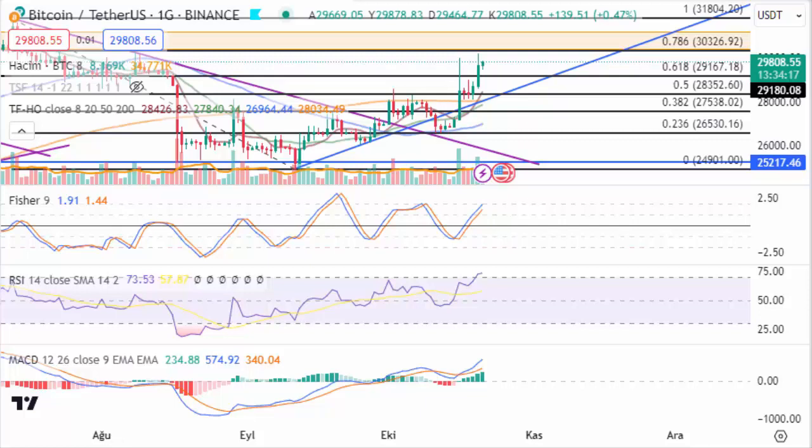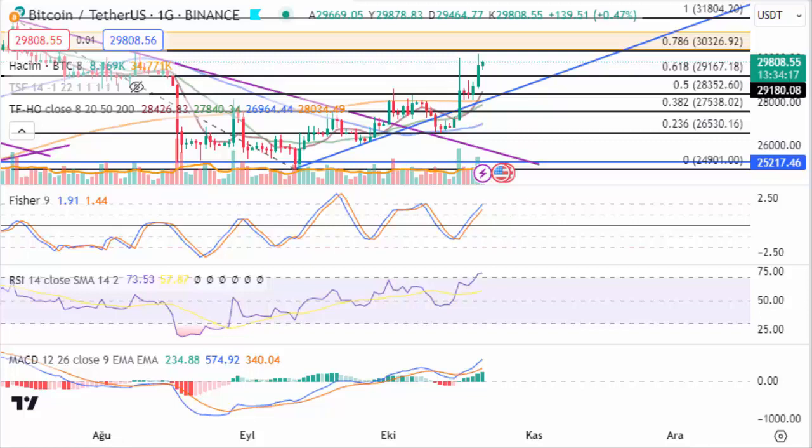If such a breakout occurs, we could see a retracement down to the 0.382 level, which is approximately $27,538. So, we can say it might fall to this level. Of course, these comments are based on potential scenarios, not definitive outcomes.